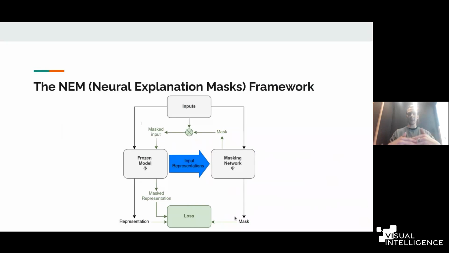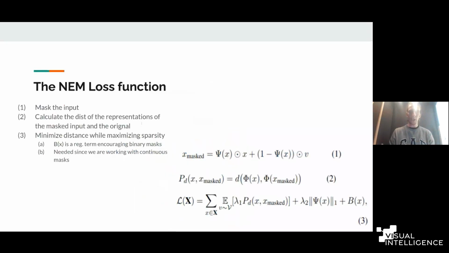So once again, imagine you have that bird. We would just want to get a mask where we only have the bird left and everything else has been removed. And how do we do that? Fairly simple. The loss function simply trades off these two things. So this will be the output of our masking network. We want a sparse mask. And we also want the distance, which is defined as PD here, between X and the masked input to be fairly close.